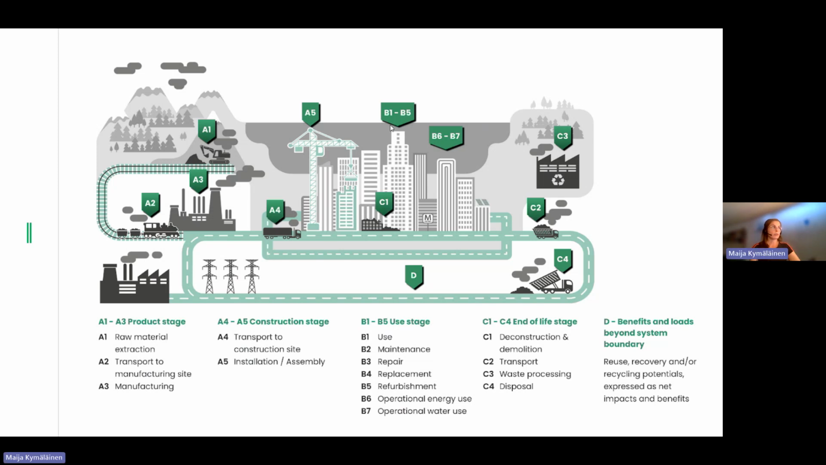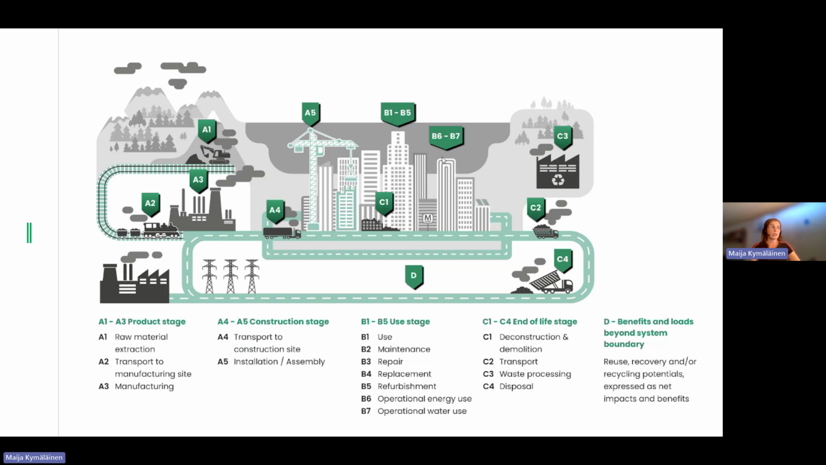When the building is finished, we enter the use stage, which includes modules B1 to B7. And these are separated because these are operational and all the others here are embodied, so like I mentioned, related to materials. So B1 to B5 holds the use stage impacts from use, maintenance, repair, replacement, and refurbishment. And then these operational B6 and B7 are the operational energy use and the operational water use. So everything that goes into the building during its lifetime.